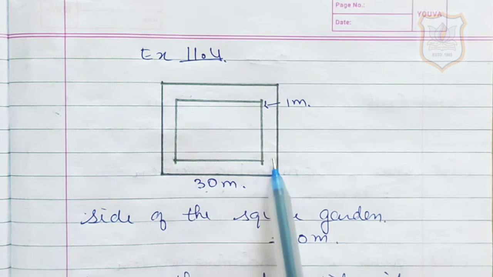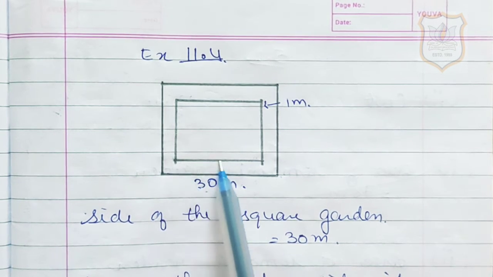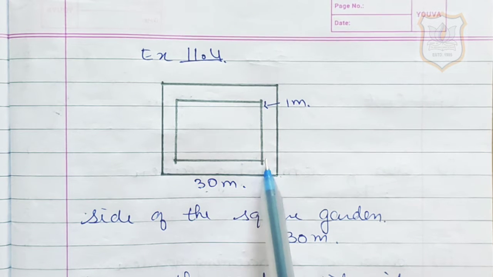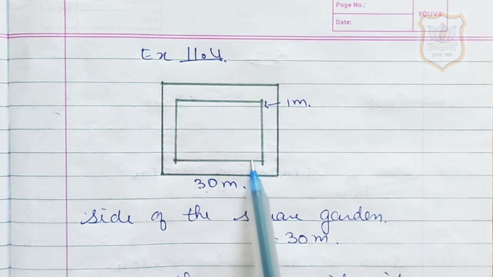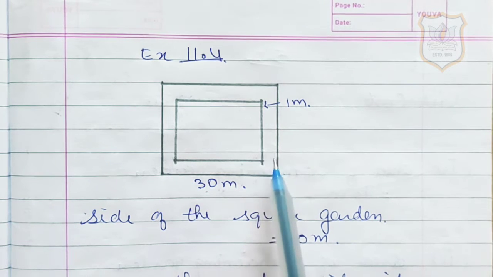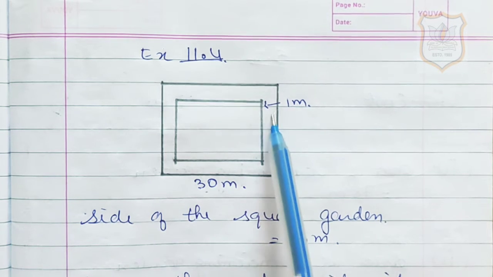So we will subtract this 1 meter and this 1 meter from 30 meter to get the length of this side. After getting the length of this side, we will find out the area of this inside garden, and by subtracting the area of the outer garden and inner garden, we will get the area of the path.